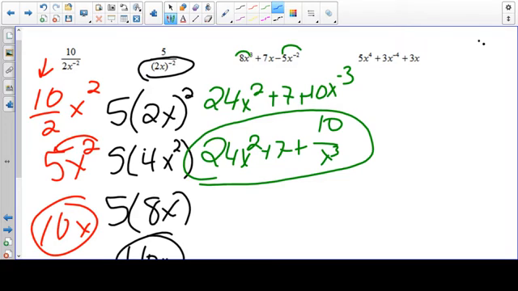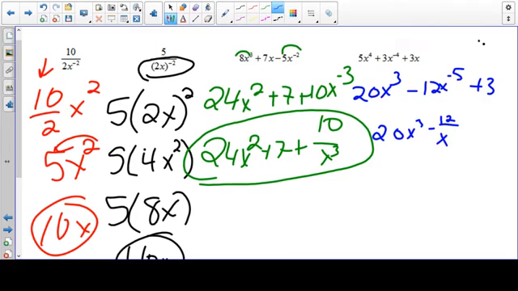All right, this next problem. Do I have to rewrite anything? Nope. So let's go ahead and take the derivative. 5 times 4 gives me 20. So I have 20x cubed minus 12x to the negative fifth plus 3. So I have 20x cubed minus 12 over x to the fifth plus 3.